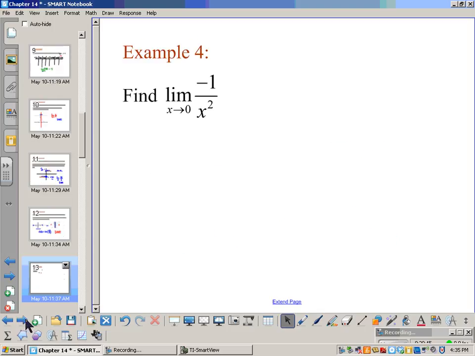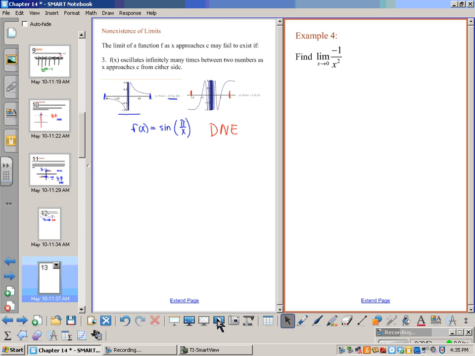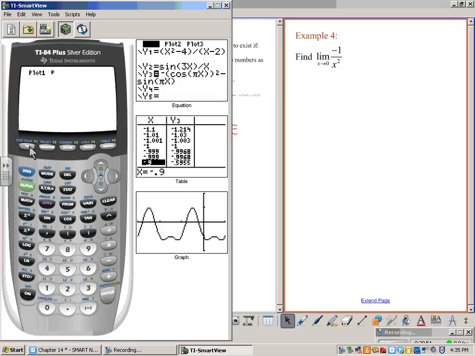All right, so here's an example we're going to look at. And we're going to need to graph this one. So let's go ahead with our calculators and put this one in.